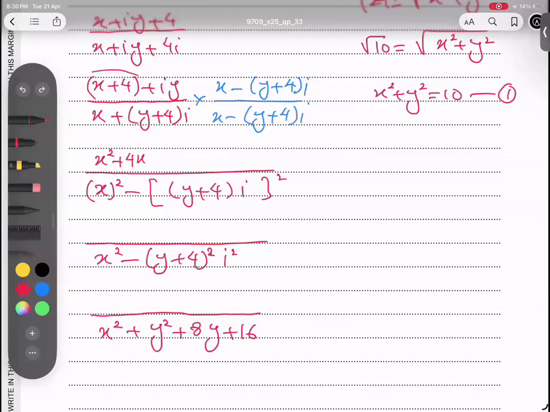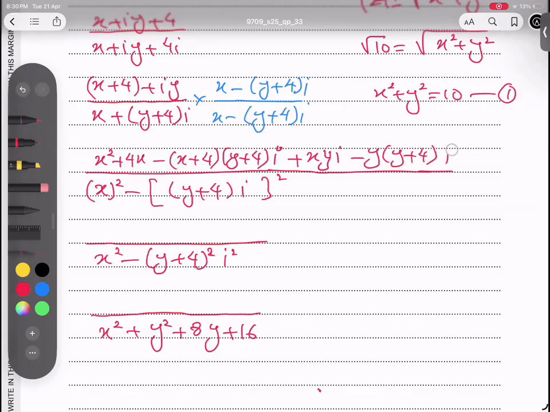So now I'm going to multiply with this. I'm writing here negative sign, x plus 4 times y plus 4 and iota. Basically, I multiplied this with that. Done. And now what about this? I'm writing here plus xy iota. And finally, this into this: I'm getting negative y times y plus 4 into iota square, which is negative 1, so I'm just changing the sign only.